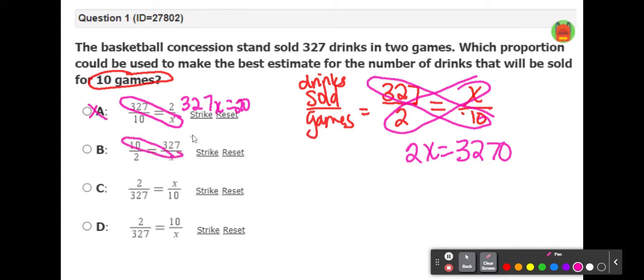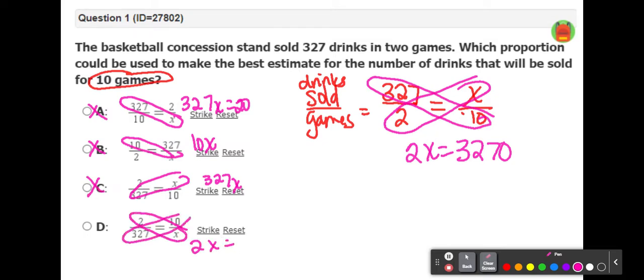This one would be 10x. So already I know it's wrong because this says 2x. This one would be 327x. So I already know that those won't be the same as mine. This is the only one that when I cross multiply will give me the same equation to solve as the one I wanted to set up. This is how I think it should be set up. So the correct answer for this first one is D.